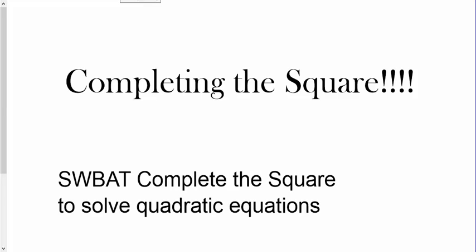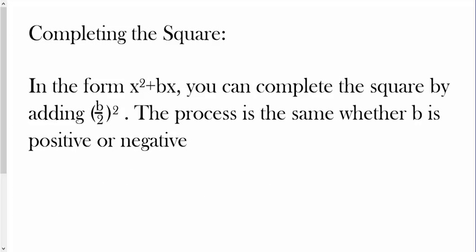Hello, and today we are going to learn about how to complete the square. So have out your notes because this is what I need you to write down. Completing the square: if we have the form x squared plus bx, you can complete the square by adding the quantity b divided by 2 squared.